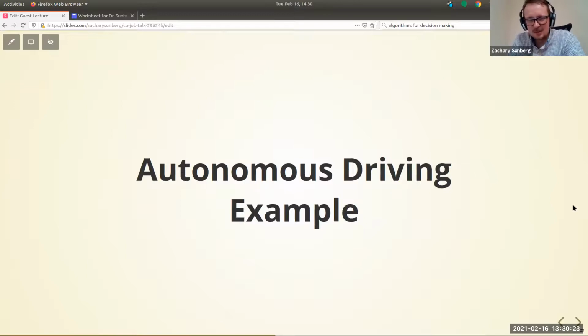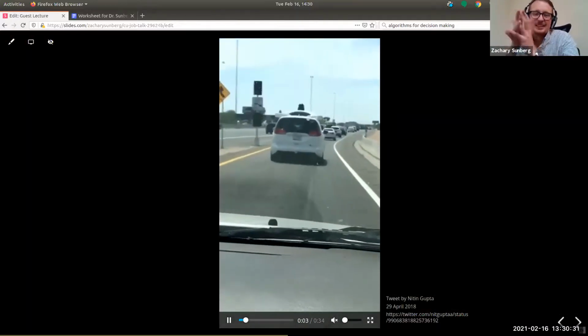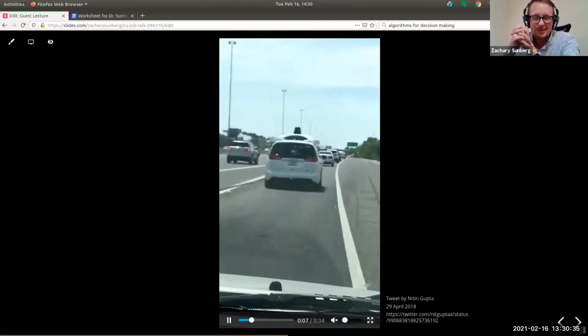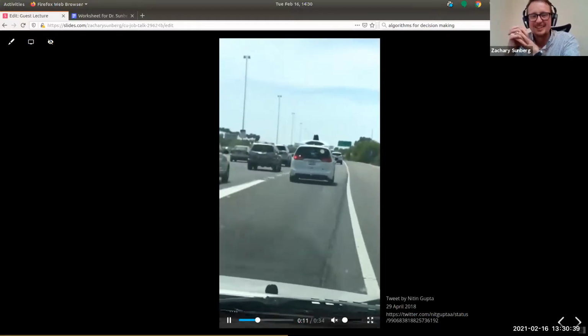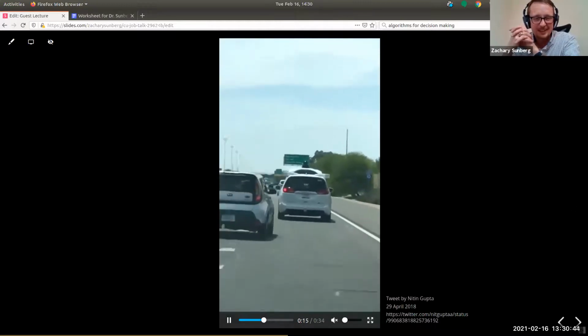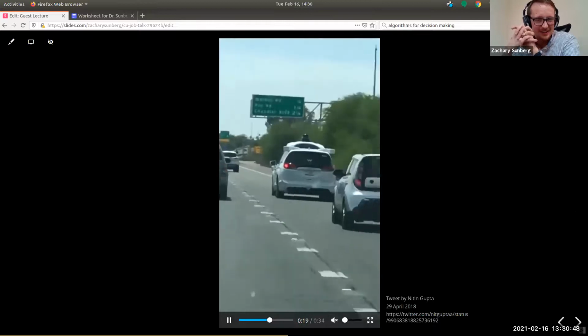So let's put this in a more real world example. We've got autonomous driving, which is what I worked on in the second half of my PhD. We focused on this problem. This is a Waymo car in California. It's getting on the highway. It might be taking somebody to work or something. It turns on its blinker to get on the 101 here, and it's trying to get over.